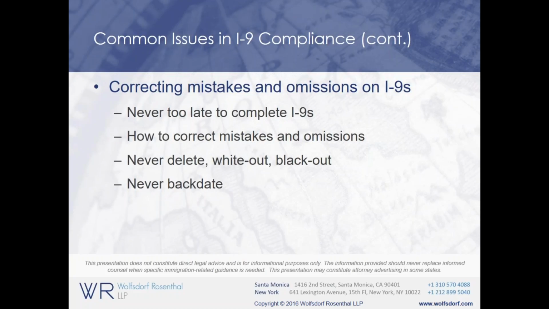In terms of correcting mistakes and omissions, never delete, never white out, never black out, never backdate. What we generally say in these cases is to either complete a new I-9 and attach it to the old one, or put a line through, write in the new information, and then initial next to it. You want to be very transparent with this, make sure that they can see exactly what you've changed, and go from there.